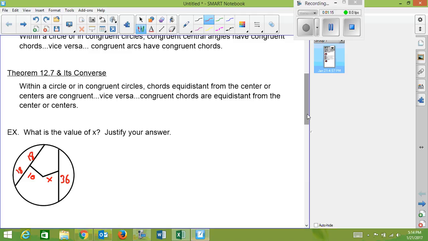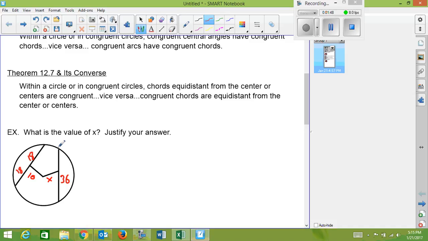Here's one example that I have for you. What is the value of x? And then you have to justify your answer. If you're using the theorems that we just talked about, you can see here that this chord is 36, and if you add up these two 18s, that chord is also 36. If you go back and read this one again, it says chords that are equidistant from the center or centers are congruent, and congruent chords are equidistant from the center.